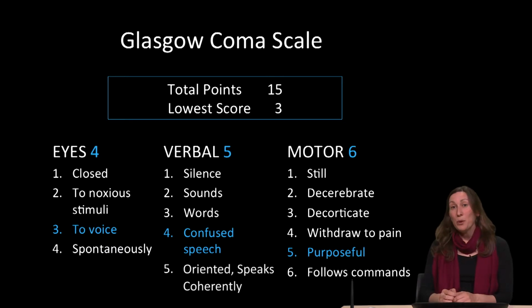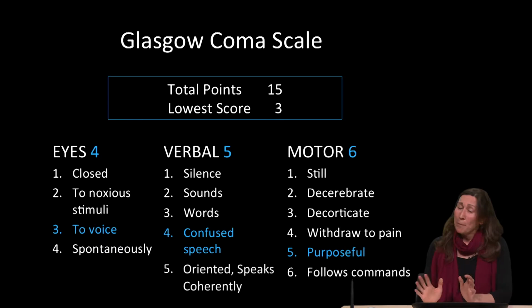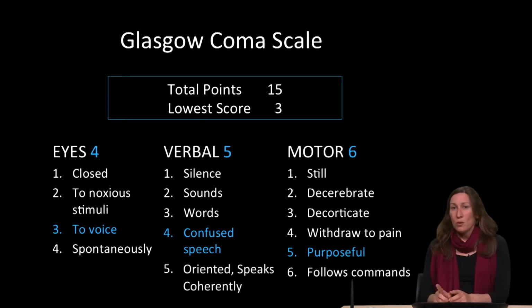And then we move on to motor score. There's a total of 6 points for the motor. So for eyes, there are 4. As you move down to verbal, it's 5, and then to motor, it's 6. If the patient's not moving at all, they receive a score of 1. If they have decerebrate posturing, they receive a score of 2.